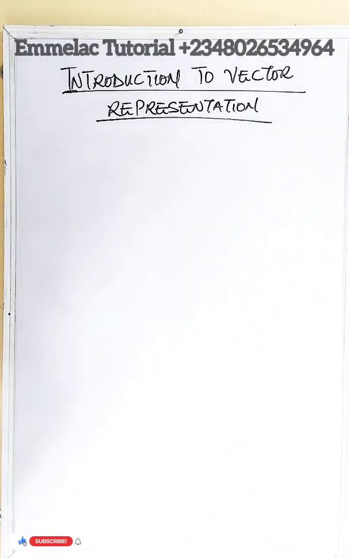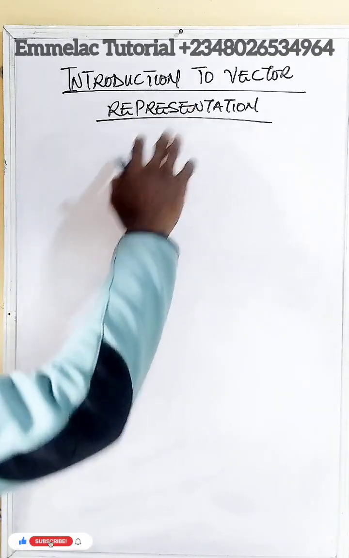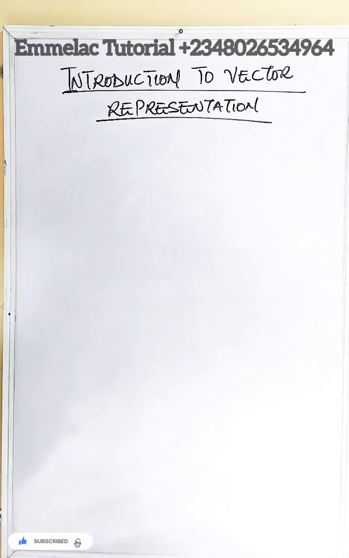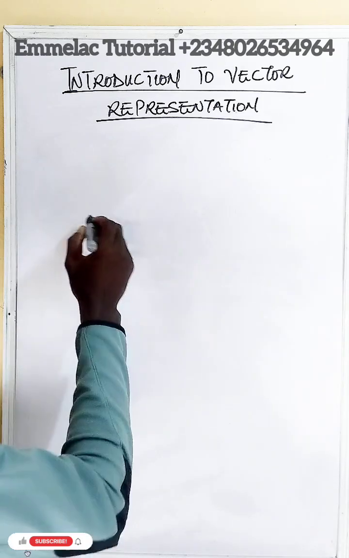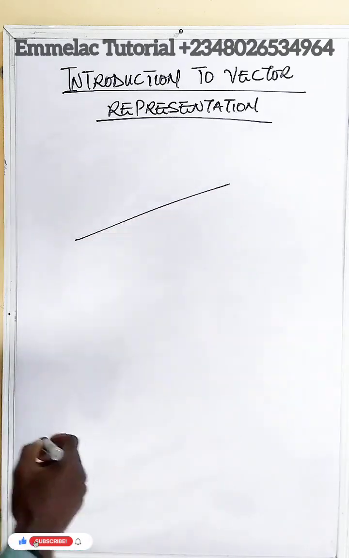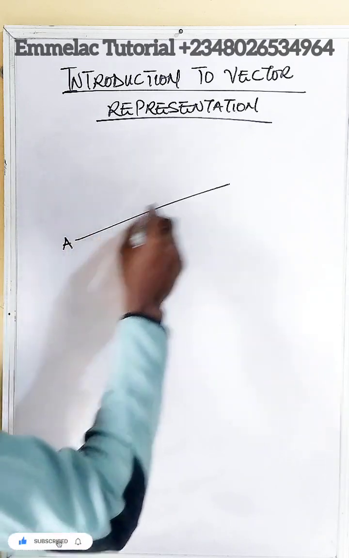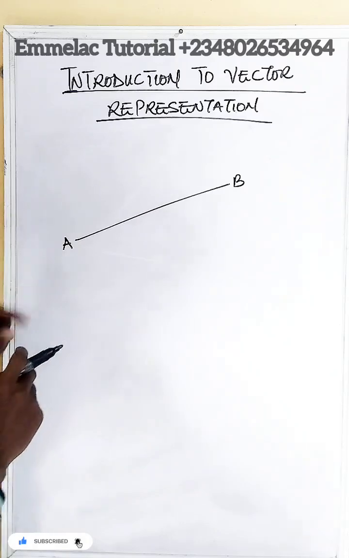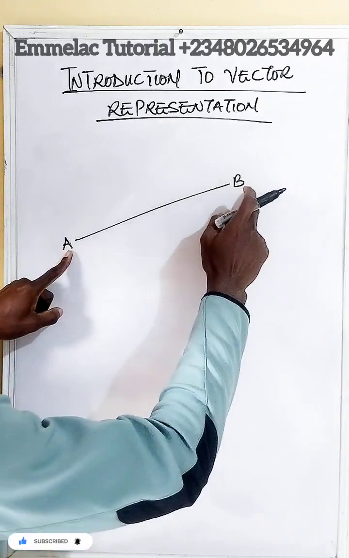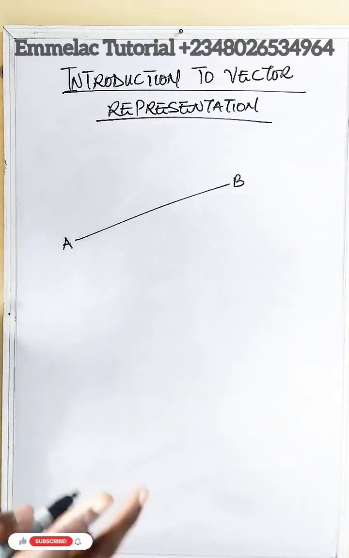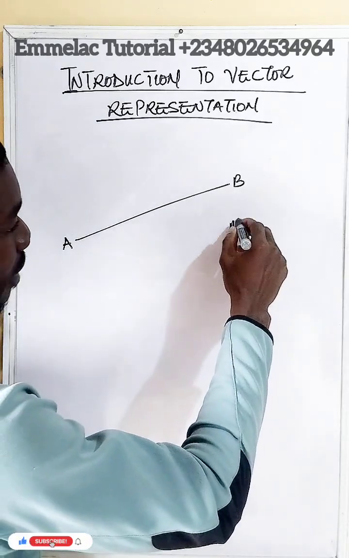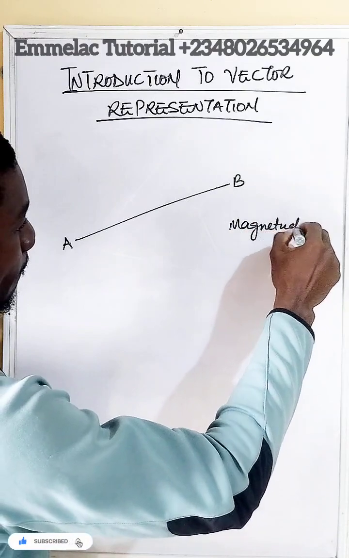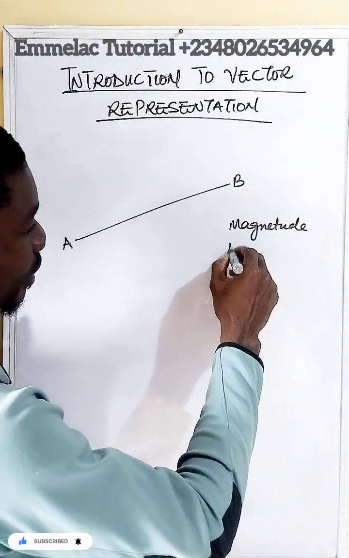Now in this tutorial, we'll be looking at the introduction to vector representation. First of all, let us acknowledge that a vector quantity can be represented graphically by just drawing a line. Let's say this is A and this is B, which means the starting point is A and it moves to B. Now, there are two terms that characterize a vector, and that is the magnitude and the direction.